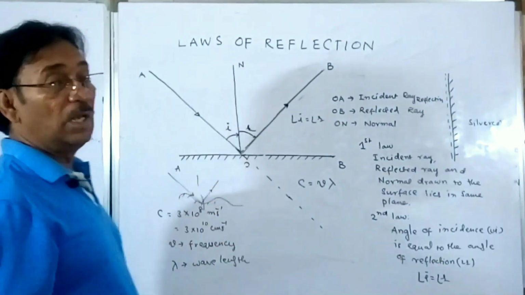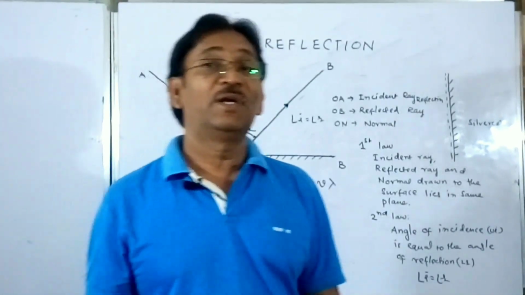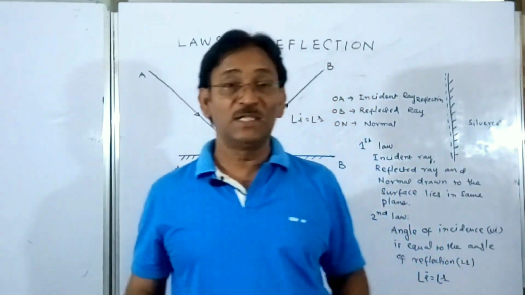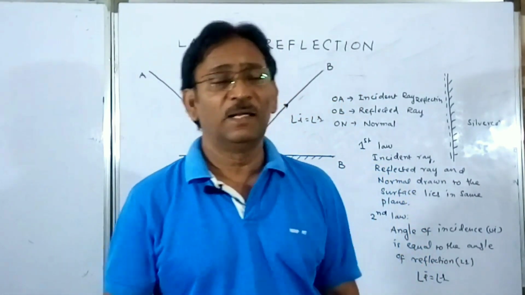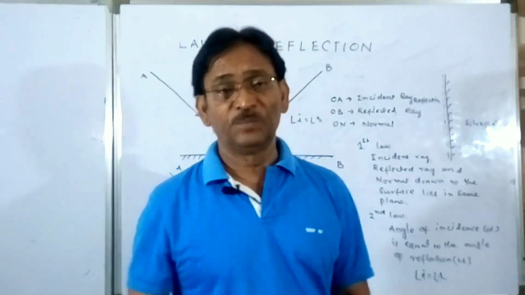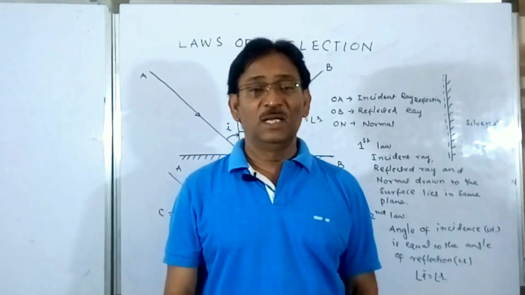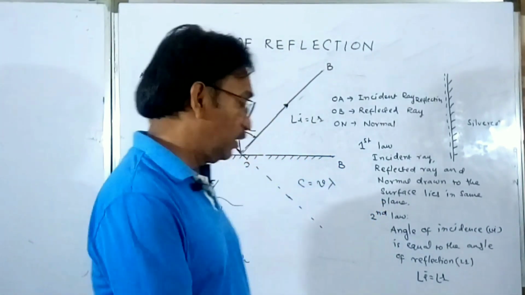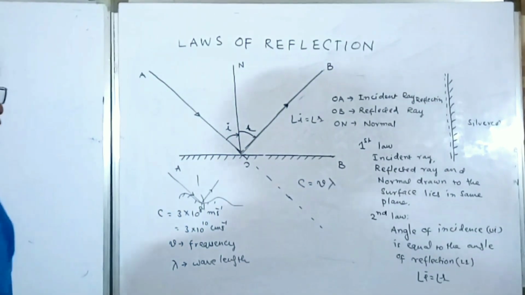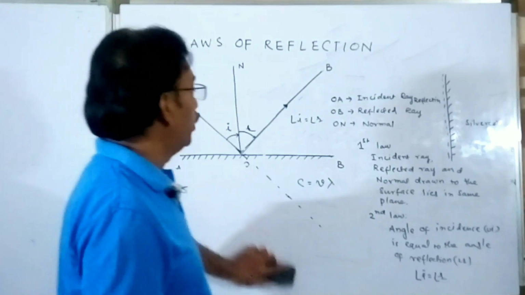Okay, these are the laws of reflection. First law: the incident ray, the reflected ray, and the normal drawn to the surface lie in the same plane. And the second law: for a regular or irregular reflection, the angle of incidence is always equal to the angle of reflection. We'll go further into this and talk about the deviation. I hope you understood up to here.